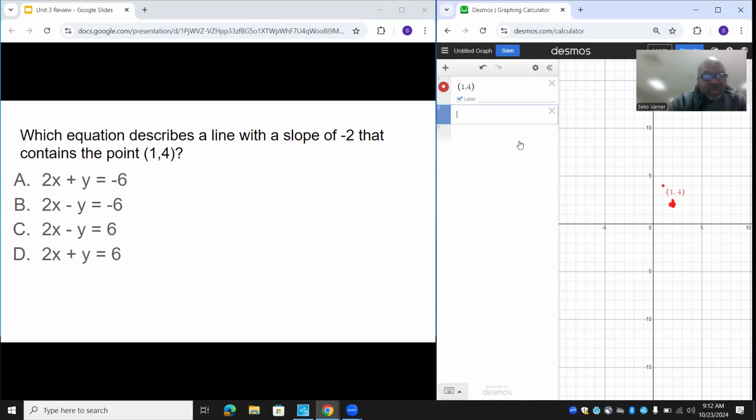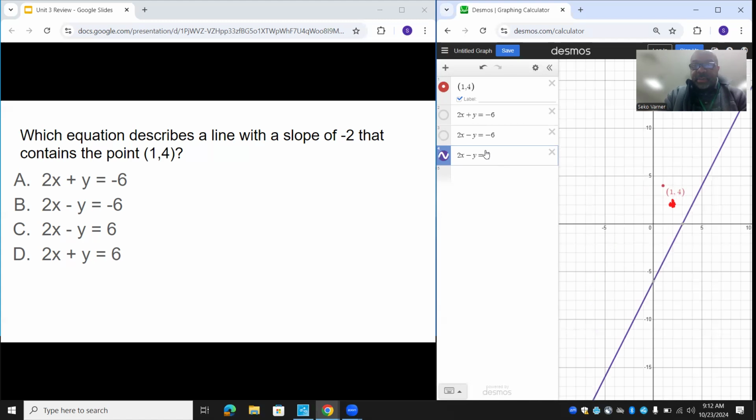So 2x plus y equals -6. That's not going through it, so I'll mute that one. Let me put this one in: 2x minus y equals -6. Let's see. All right, that's not going through both of the points either. So let's try the next one: 2x minus y equals 6. That's not going through both points either.